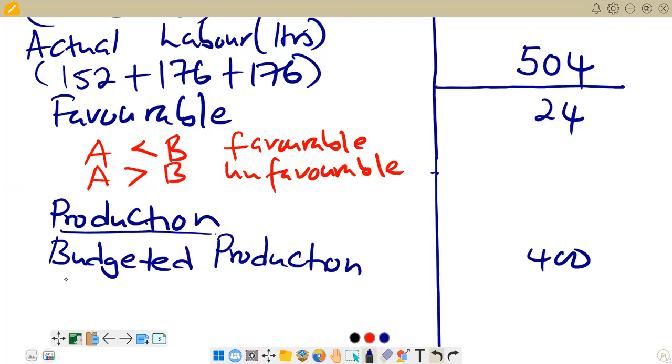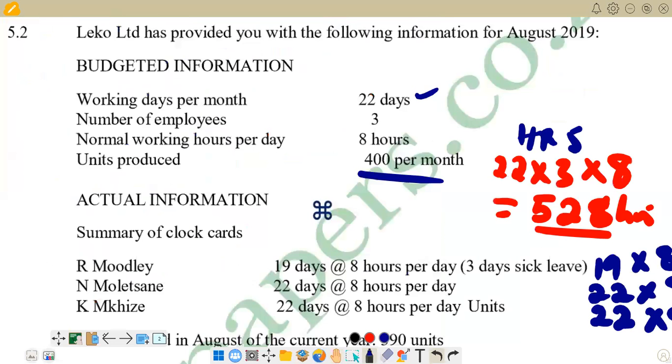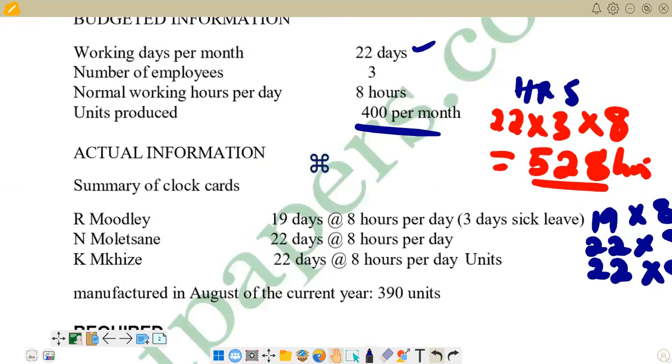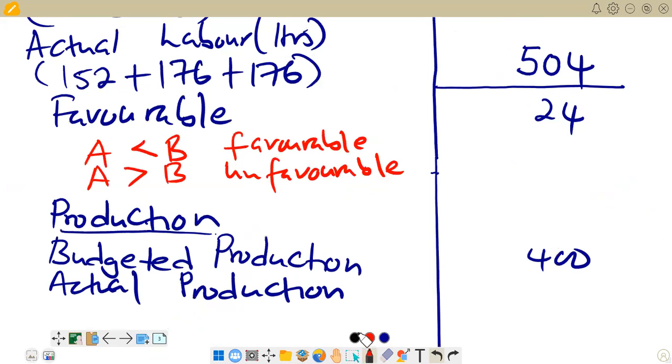And then for actual production, beneath that, we have actual production. Again, we go back to check where we have actual production. Actual production is just beneath the budgeted one. We are seeing that it's here. This is our actual production, 390. So this is the figure that we are going to put there, 390.